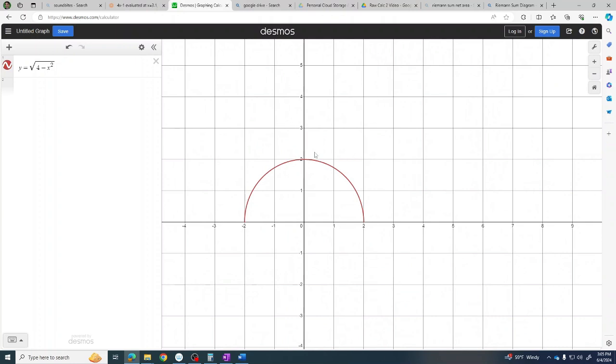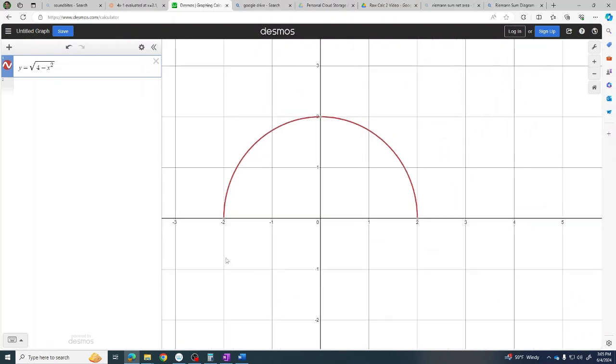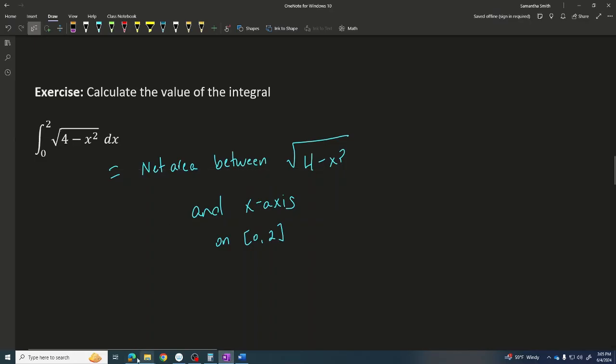Here I am stretching from the domain of the graph, which is naturally -2 to 2, and I'm going to bear in mind that the only portion that I really care about is this portion over here on the right-hand side, this portion from 0 to 2, because 0 to 2 are my limits of integration.